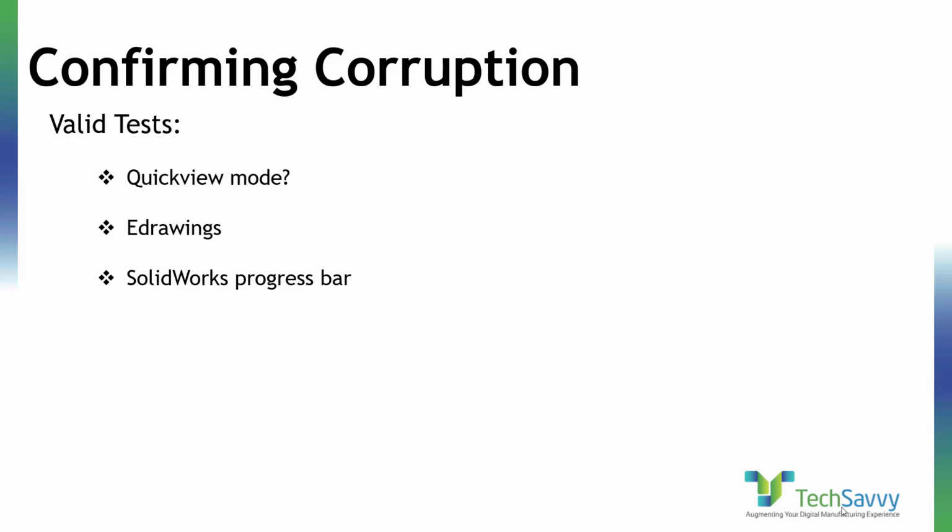Now third is the SolidWorks progress indicator. In SolidWorks 2018, whenever you try to open a file, you will see the progress indicator showing in the top middle, where it shows how many parts there are, how much time it is taking, and how much time it took previously to open. If that progress indicator is not showing in SolidWorks while opening the file, that means your file is corrupted.